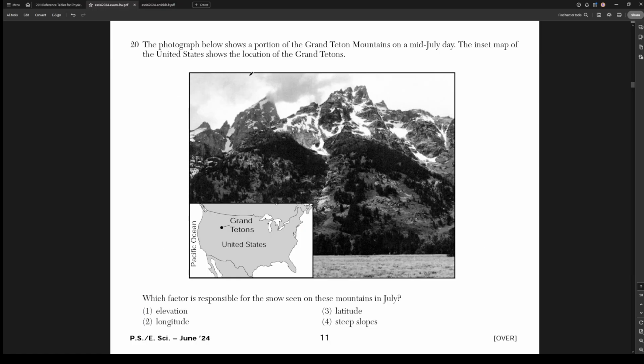The United States below shows a portion of the Grand Teton Mountain, mid-July. Okay, so it's showing there's snow on the top of the mountain, and they want to know why. It's because mountains are tall. Elevation, 1.